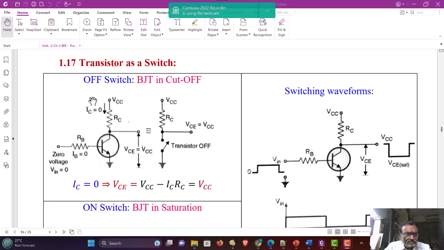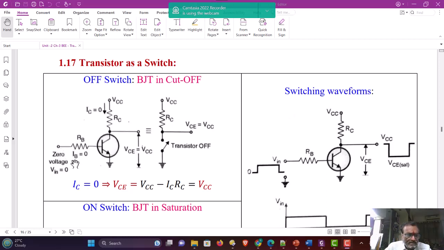Now, the transistor as a switch in which BJT is operated in cutoff to saturation region. In cutoff, the device acts as an off state switch, and in saturation, the device acts as a closed switch. Let us see how. BJT as an off switch. BJT is operated in the cutoff region.